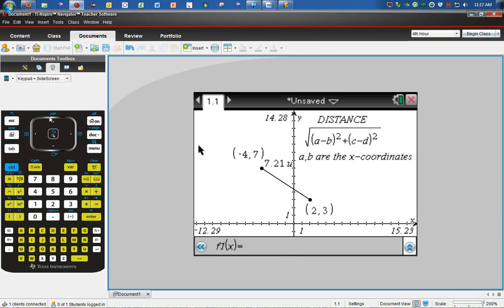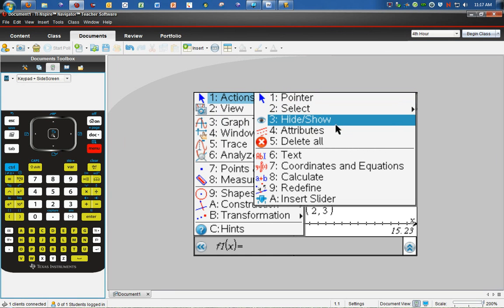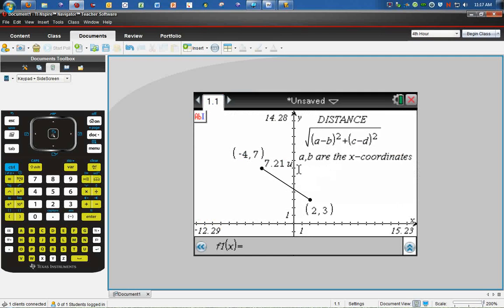And let me make another text box. So menu, actions, text, and I'll start over here. C comma D are y coordinates. Alright, so that's what I have.